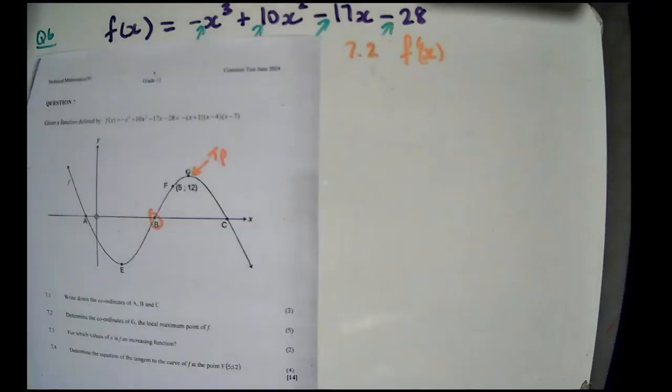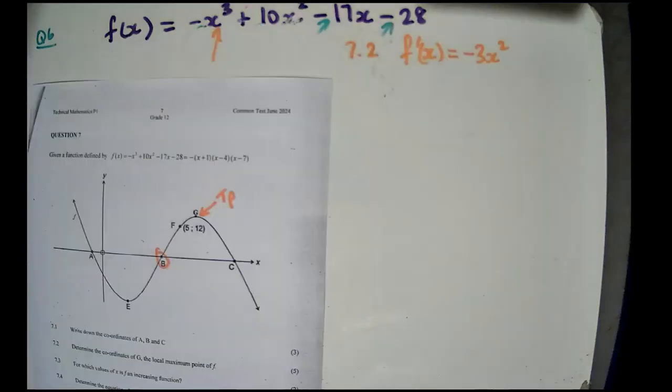Right, looking at the next question, 7.2, it says determine the coordinates of G. This is the turning point over there. So to find the turning point, we have to do a derivative on this very first equation that is given to us, f of x. So the derivative over there will give us minus 3x squared plus 20x minus 17. Is that good? And the constant will fall away. The next step is to let all of that equal to 0.